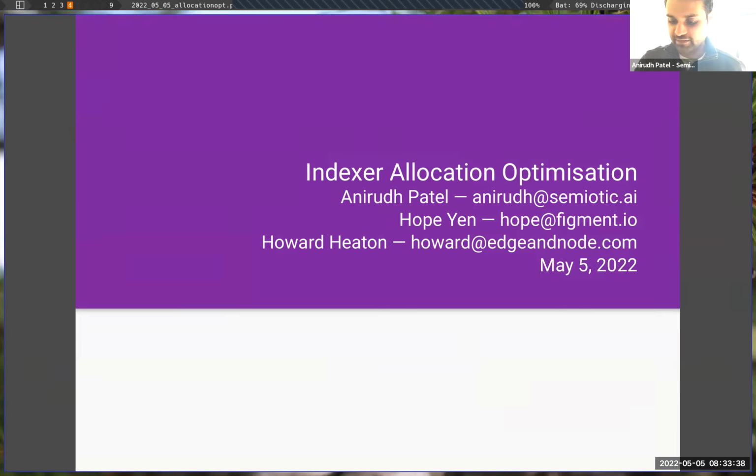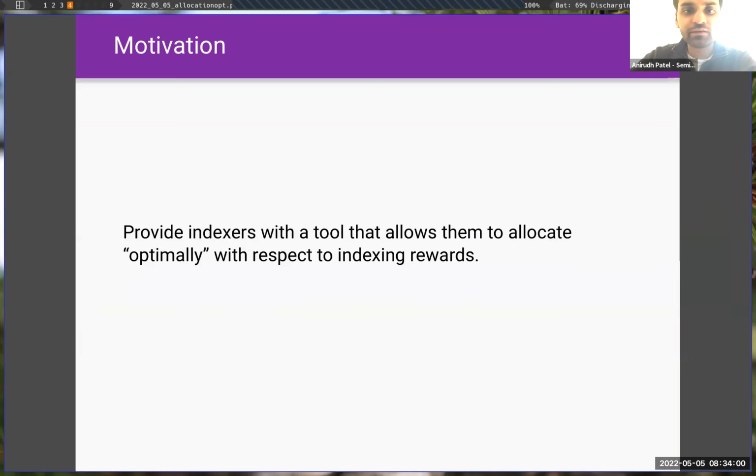And we're at a stage, as you'll see, where I want to more concretely define what we mean by optimal, because there are some caveats to that word. But we're also not at a stage where I would yet recommend this to indexers in production. I think there are a few bugs that we need to iron out first, so we're hoping to do that in the coming weeks.